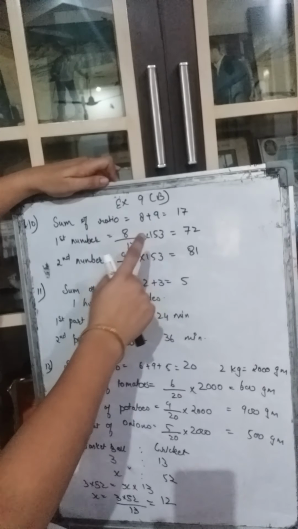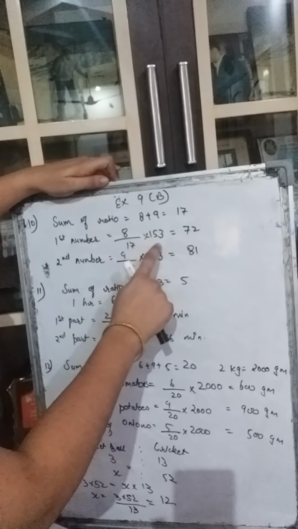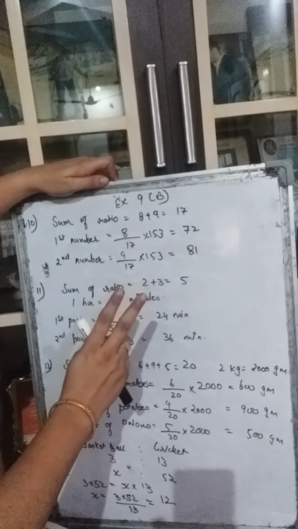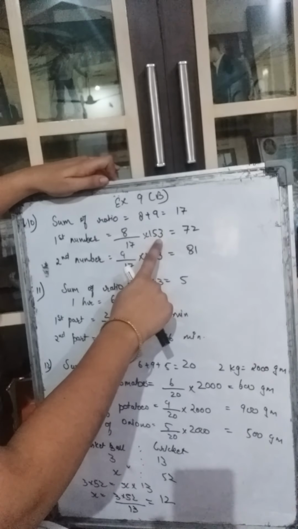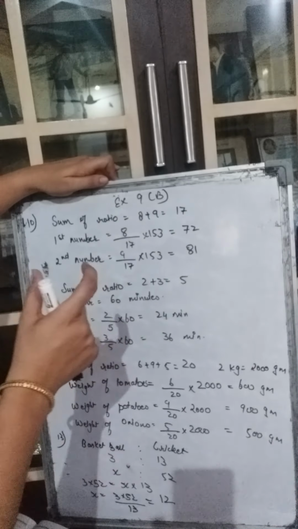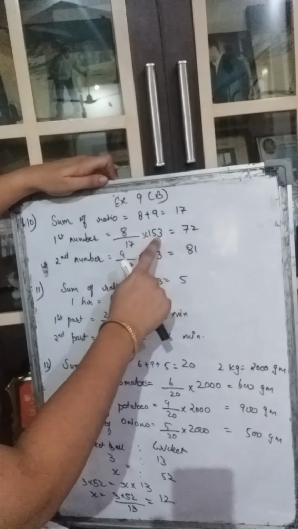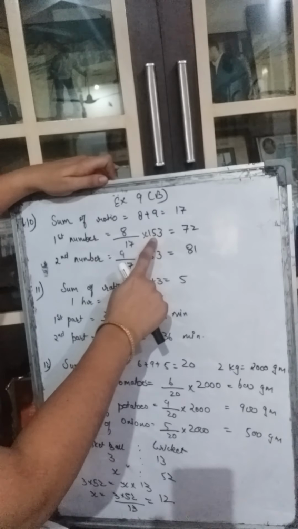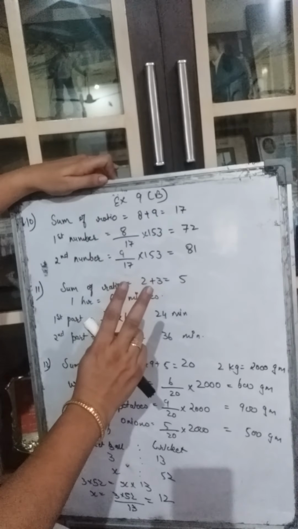Why? Because 153 is the sum of both the numbers. That means 153 is getting divided into two numbers. Right? So that's why into 153. Like I told you in the earlier video, whatever quantity we have to divide comes here. So this 153 is actually the sum of both the numbers. That means this will be divided into two parts.